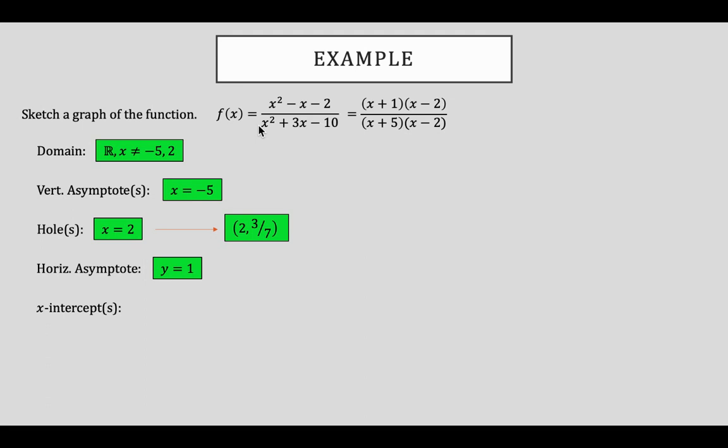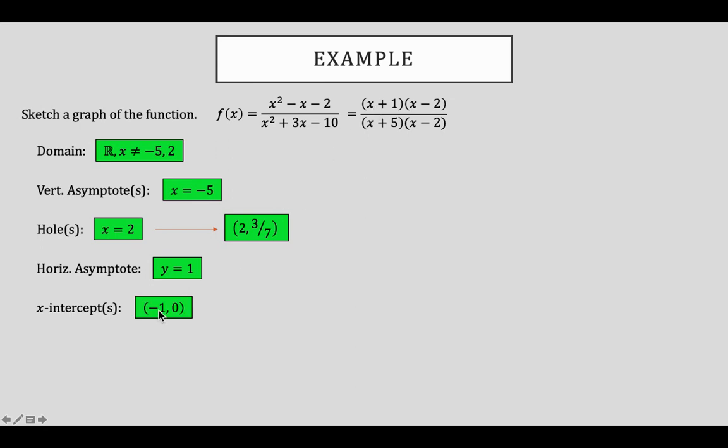Next, let's find our x-intercepts. To find the x-intercepts, we need to find the zeros of the numerator that do not make our function undefined. Well, what makes the numerator 0? -1 and 2 make the numerator 0. However, we know that 2 is not in the domain. Therefore, my only x-intercept is going to be x equals -1.